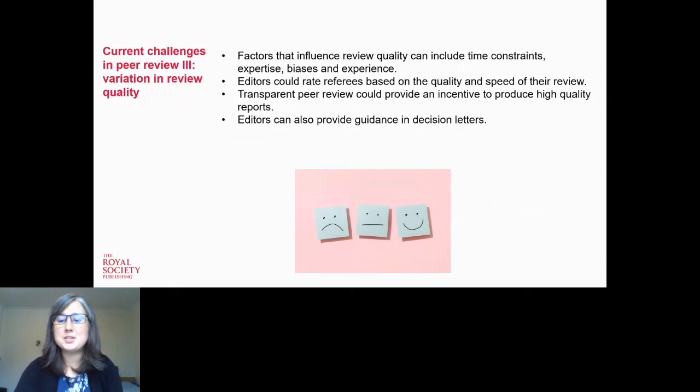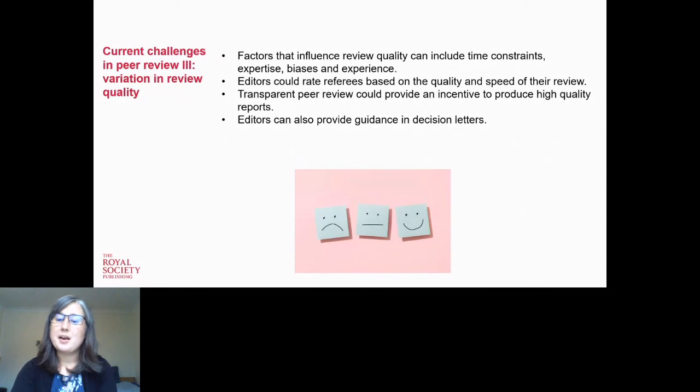Firstly, in some submission systems, there are ways for editors to rate referees, e.g. on the speed and quality of their reviews. They can refer to these scores if they receive another paper in the future that falls within the reviewer's expertise. As I mentioned earlier, it is hoped that transparent peer review can provide an incentive for reviewers to provide high-quality reviews.